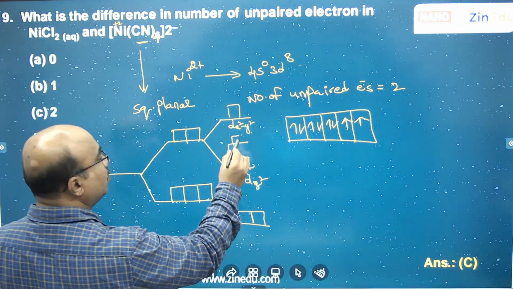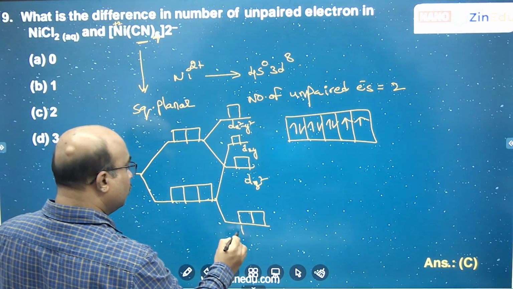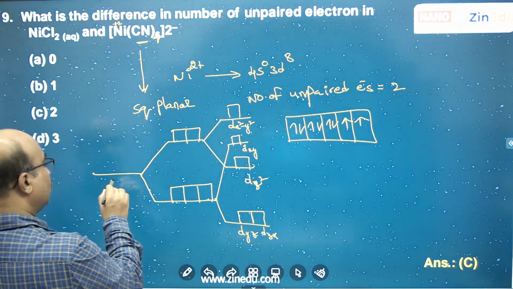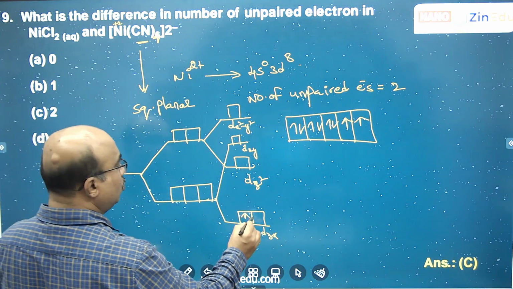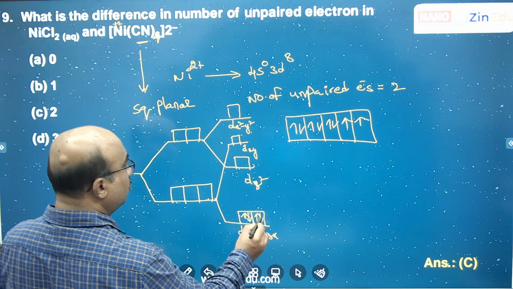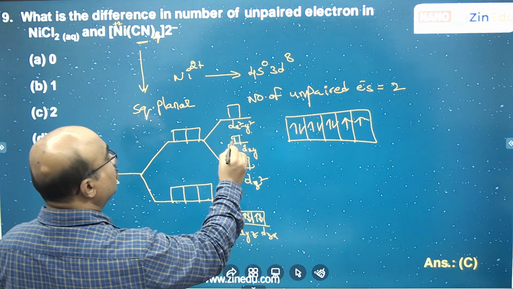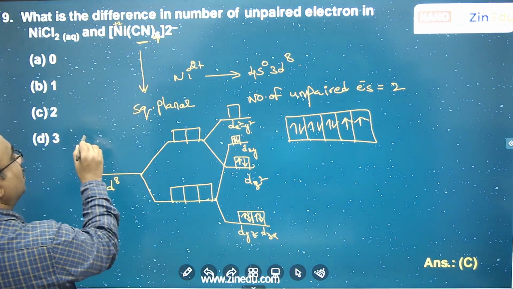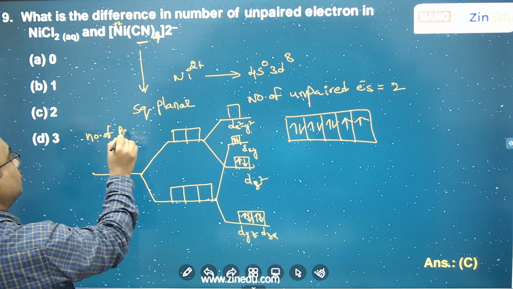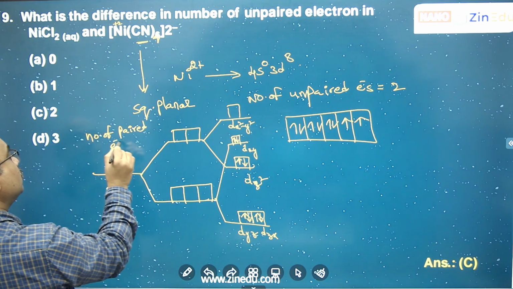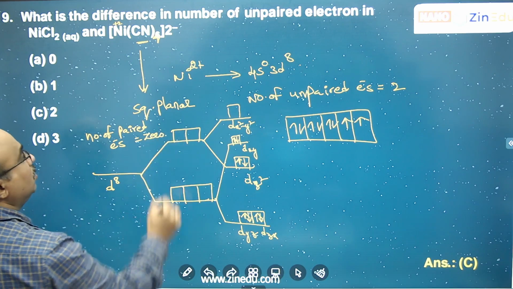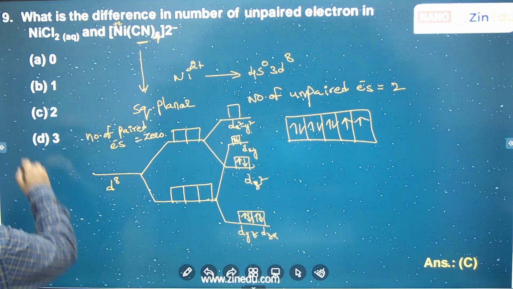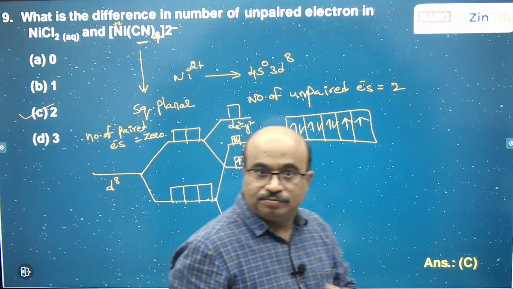So here dxy, this is dyz and zx. So 8 electrons, totally d8 configuration. So 1, 2, 3, 4, 5, 6, 7, 8. So no unpaired electrons. So number of unpaired electrons here is 0. So he is asking the difference here. So 0 into 2. Okay.